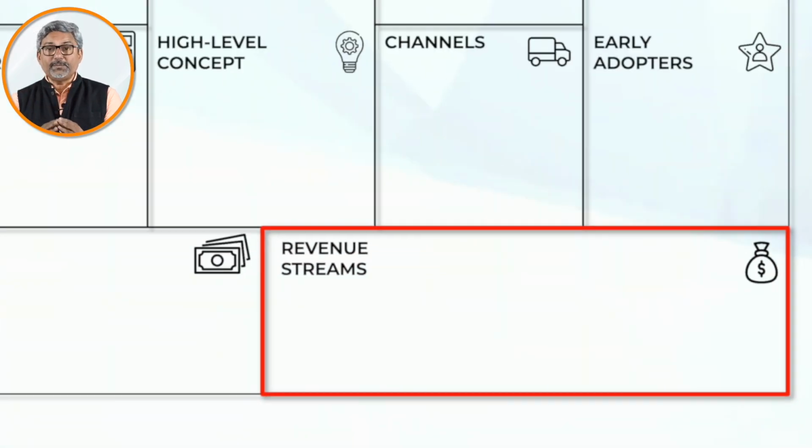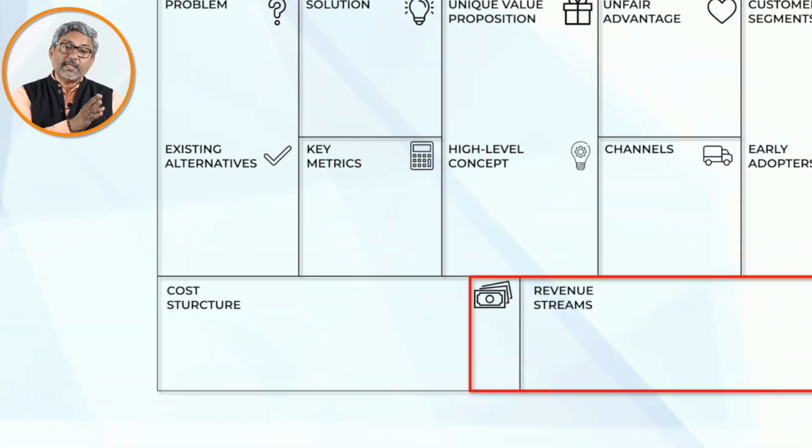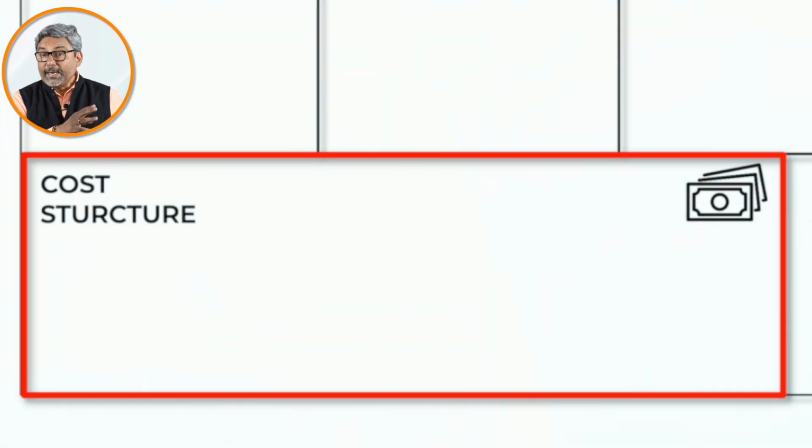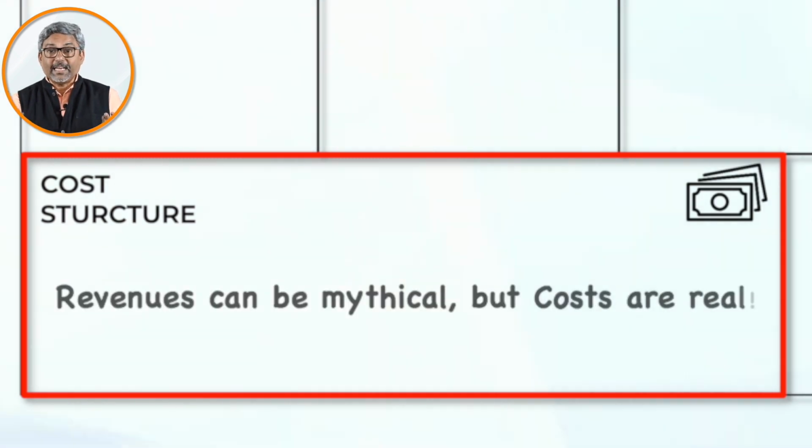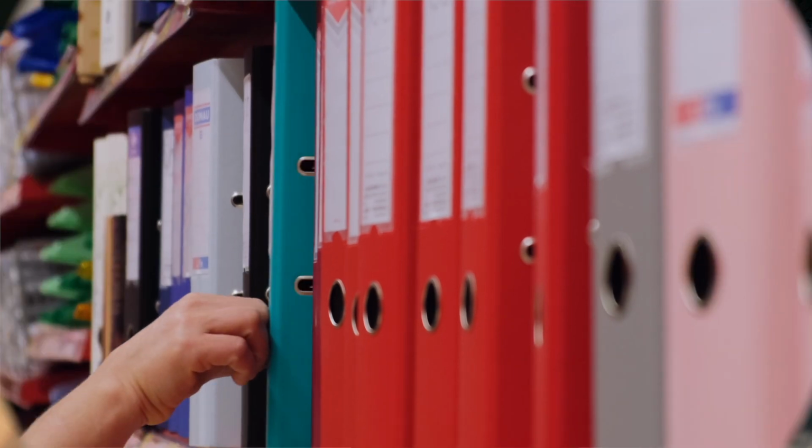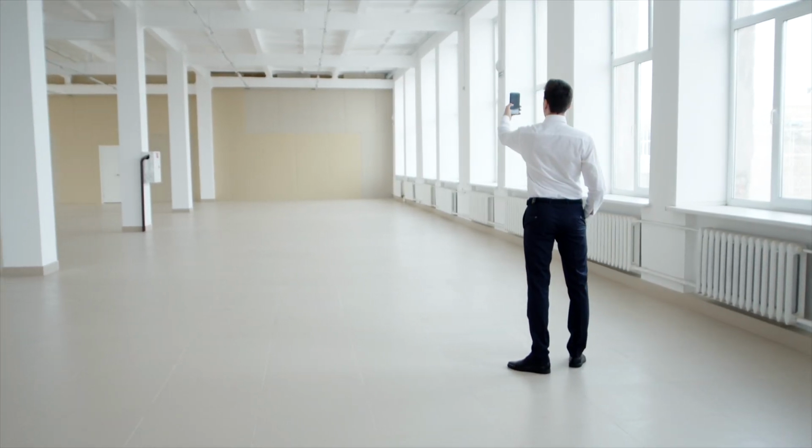Having understood revenue streams, it's very important to understand the cost structure. Why important cost structure? Because in my opinion, revenues can be mythical, but costs are real. Let me explain it. When you start an enterprise, the day one, you start by incurring a cost, whether it is registering your website, buying equipment, by opening up an office. This is all going to cost you money. So you need to keep a very sharp focus on what are your costs.